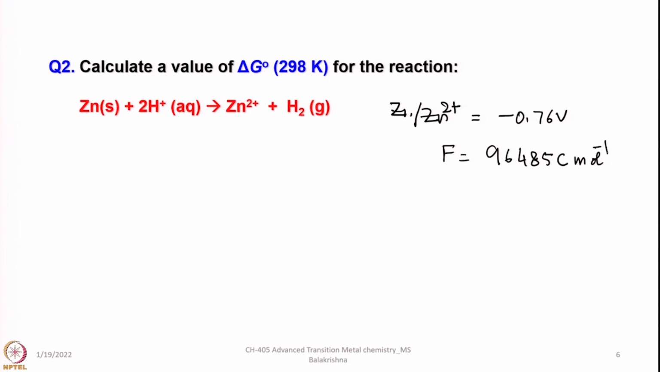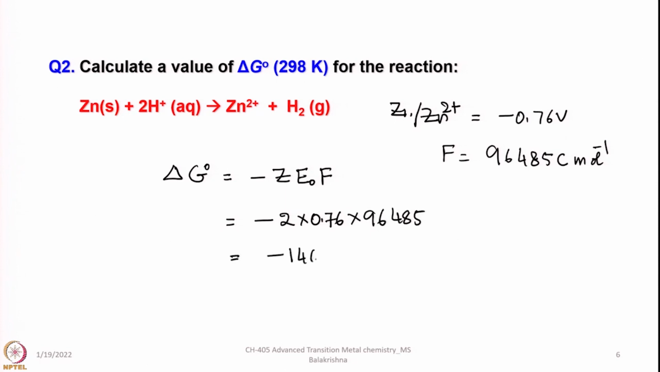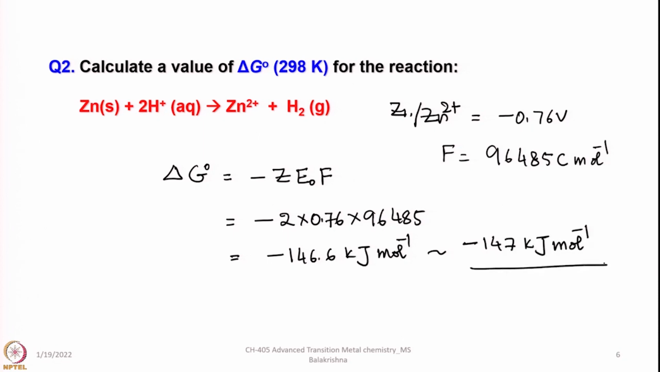What we have to do is calculate delta G equals minus nFE naught. So if you put the values here, this comes to around minus 146.6 kilojoules per mole. It can be rounded off to minus 147 kilojoules per mole. This is the delta G value for this reaction. Similarly, by knowing the redox potential, delta G for any reaction can be calculated.